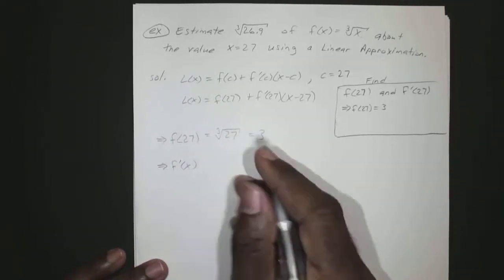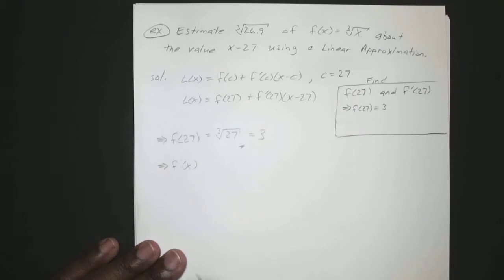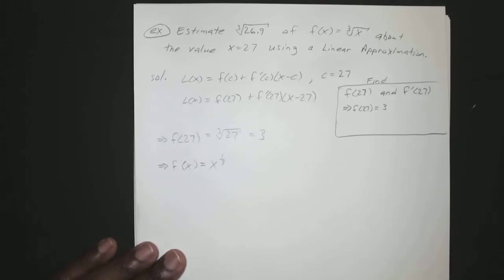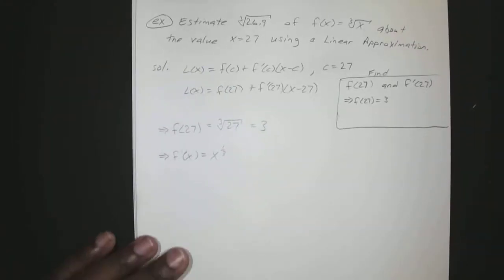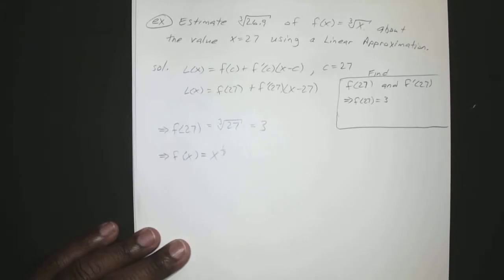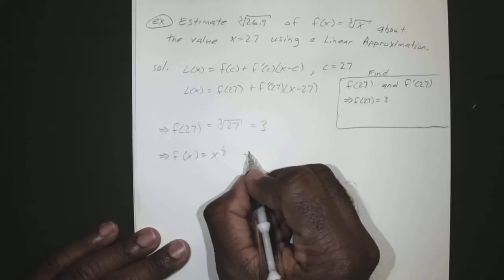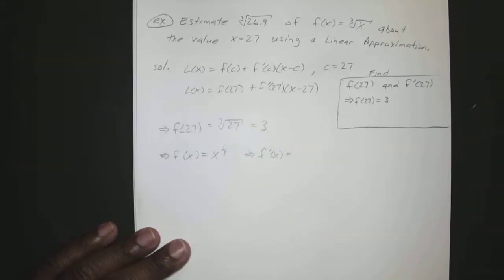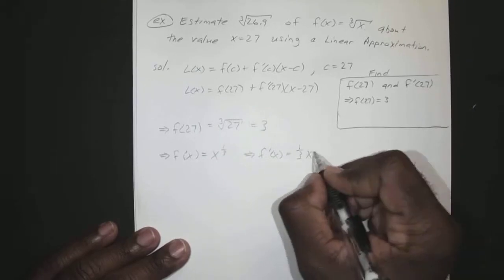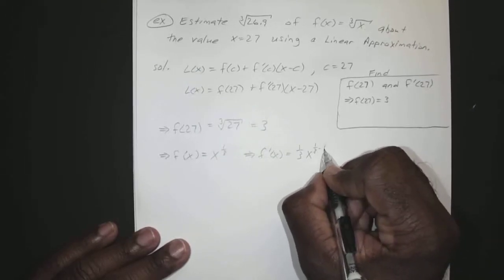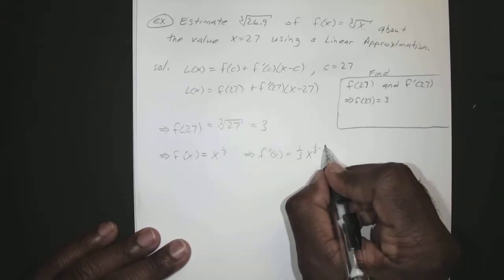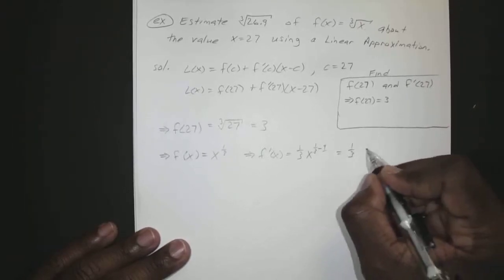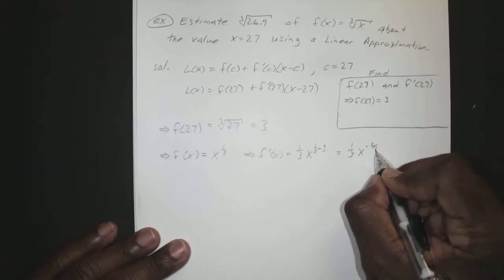So for f prime of x, first we'll make f of x equal x to the 1/3 power. Make sure that's thoroughly erased. There we go. So that means our f prime of x is equal to, we're going to bring down our 1/3 and subtract 1. So if you subtract 1, let's say 3 over 3, that'll make that 1/3 x to the negative 2/3 power.